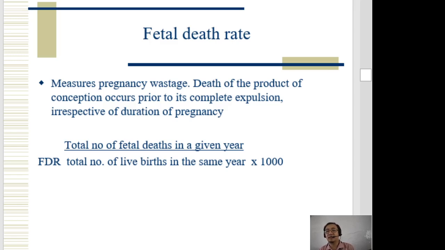Okay, so total number of fetal deaths in a given year divided by total number of live births in the same year times 1,000. That is your fetal death rate.